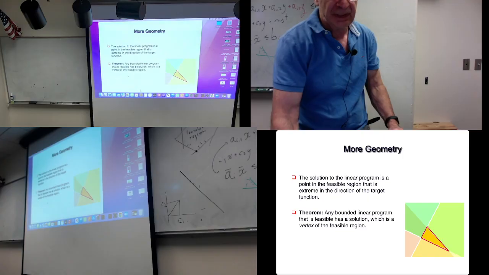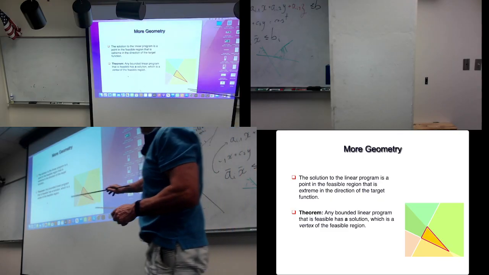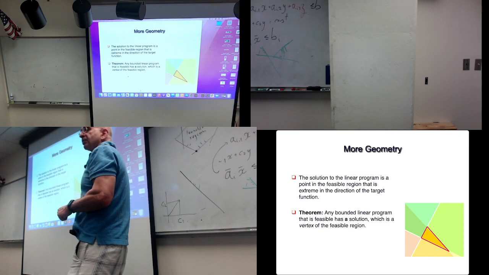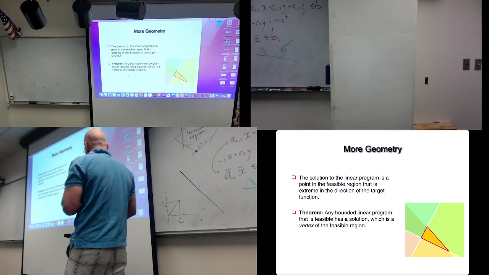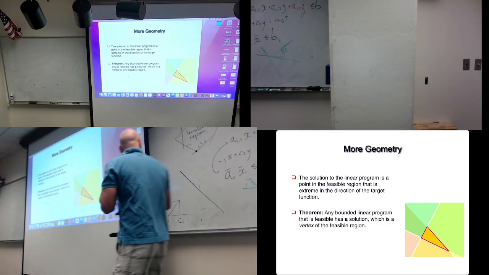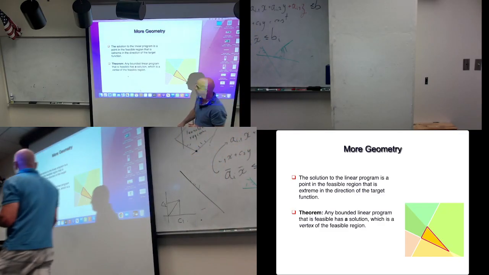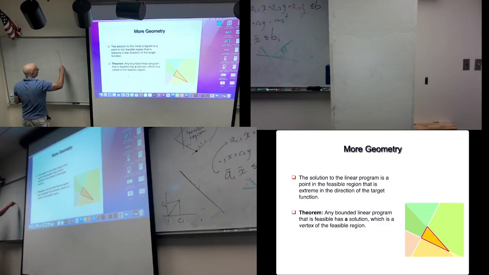So, a solution for the linear programming is a point in the feasible region, and if it has a solution, it's not necessarily unique, but you can always find a solution which is a vertex in any dimension. Why? Let's see it in 2 dimensions. Proof by example, here is my feasible region.